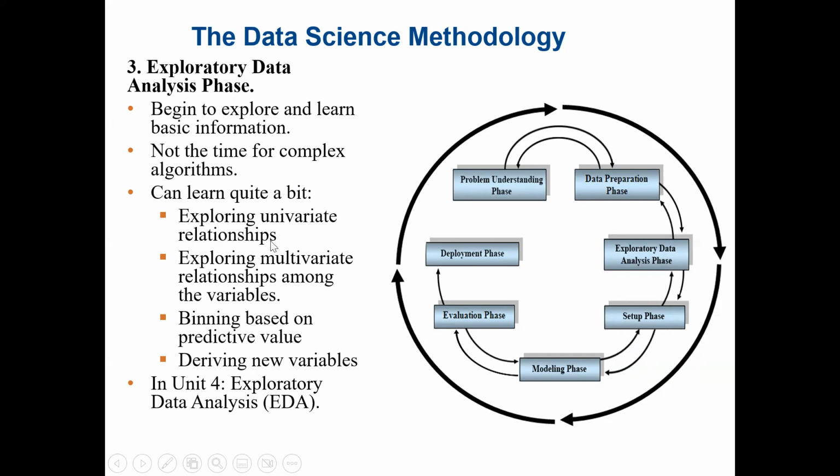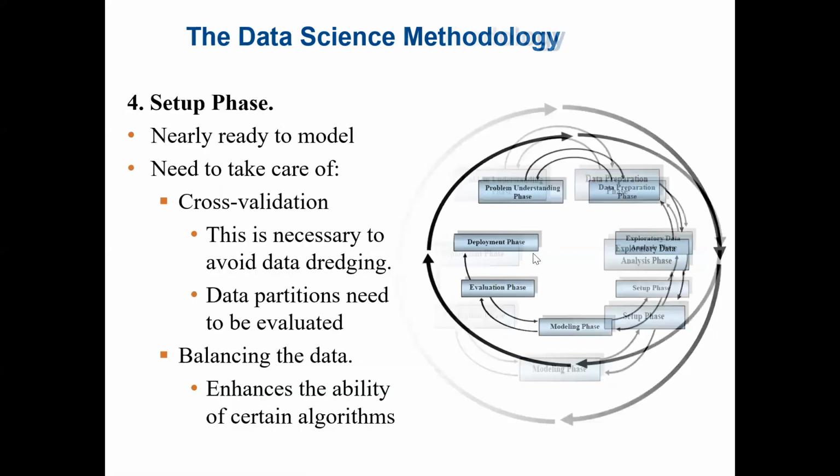Exploring univariate relationships, we can find a mean, median, mode. Exploring multivariate relationships among variables, maybe we can find a correlation if there's any relationship between variables. And also we can do the binning based on predictive value. Or we can also derive new variables from existing variables. Again, in Unit 4, we are going to discuss exploratory data analysis techniques.